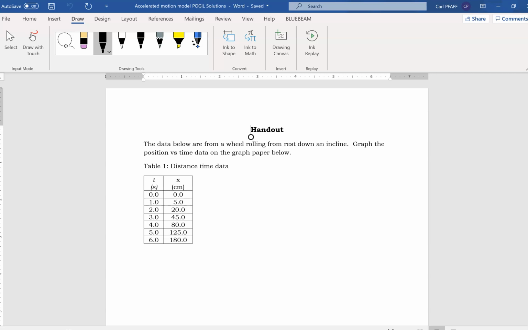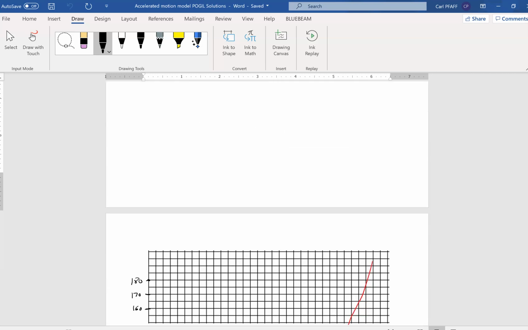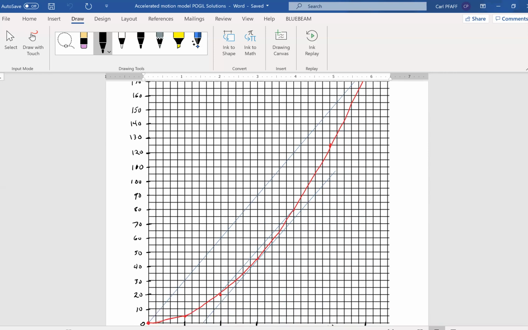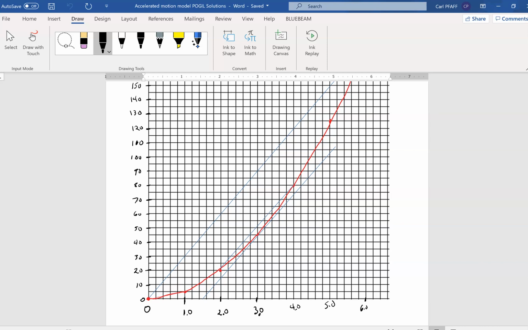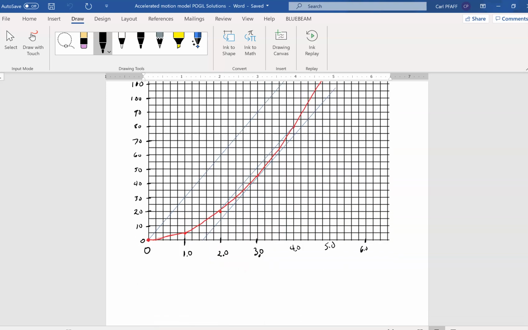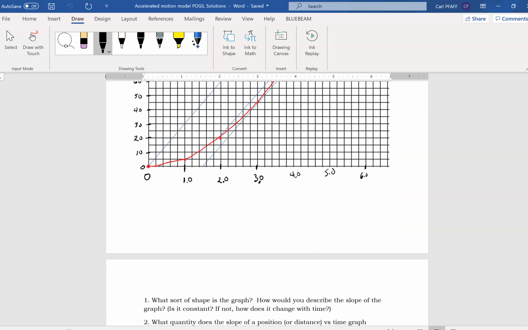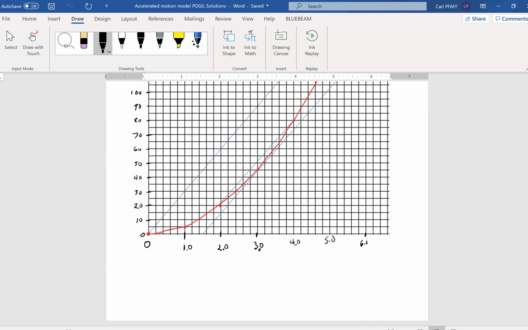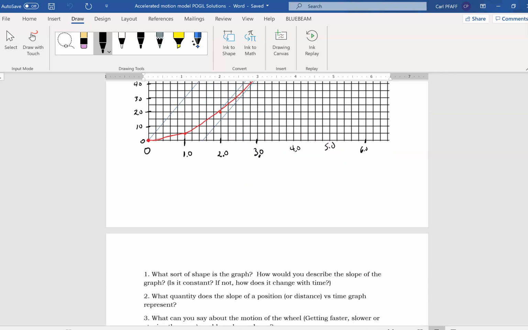So here's my data. First thing we're asked to do is to graph it. So I've graphed those points here in red. And I have my first, second, third, fourth, fifth, and finally my sixth point up here. And then once we get that done, we draw that smooth curve. We look at what sort of graph that is. We should recognize that it's parabolic, or a parabola.